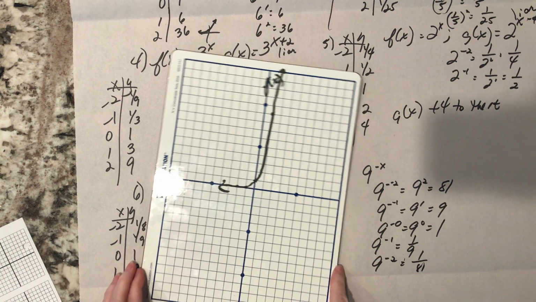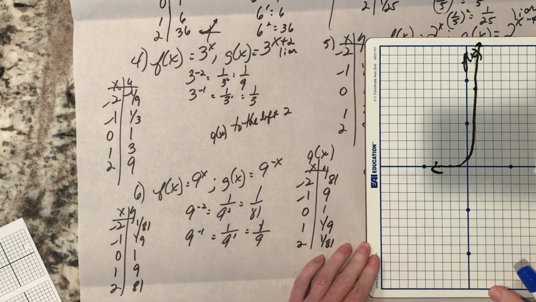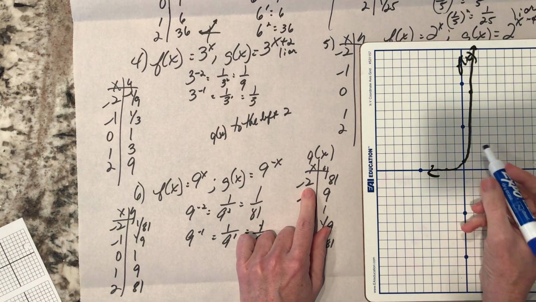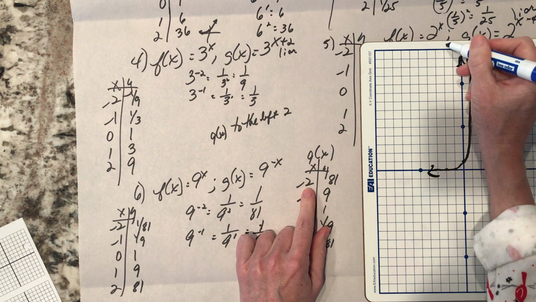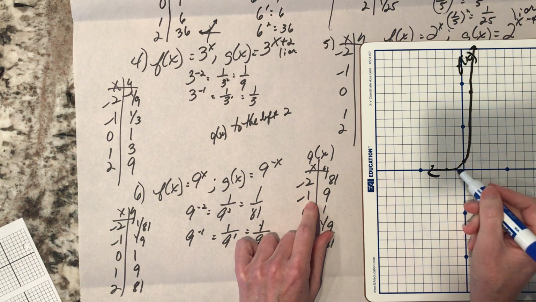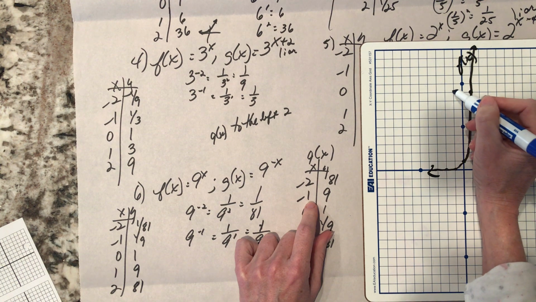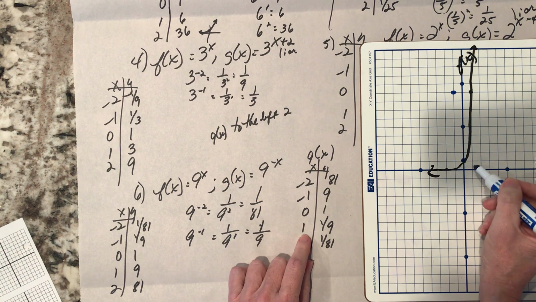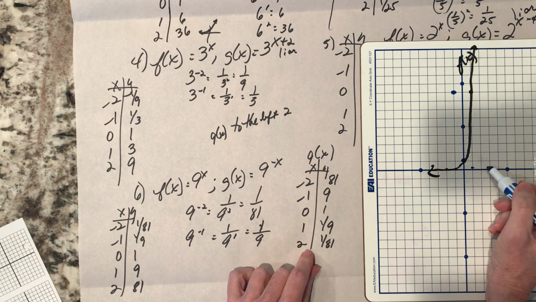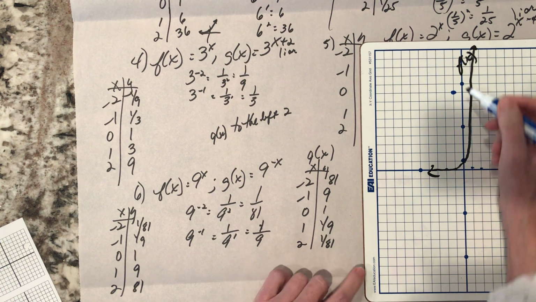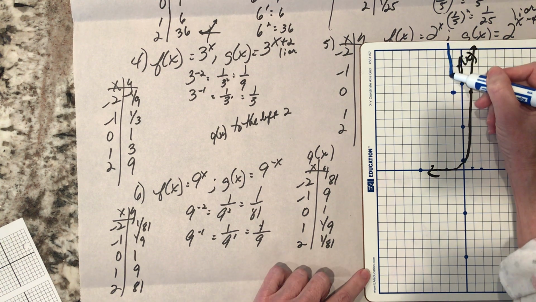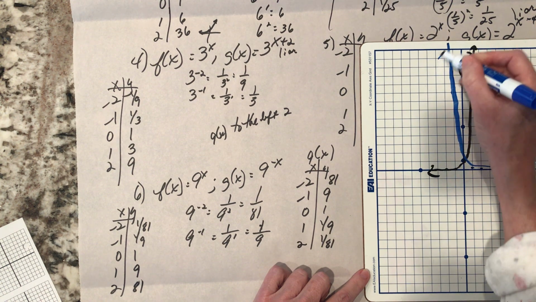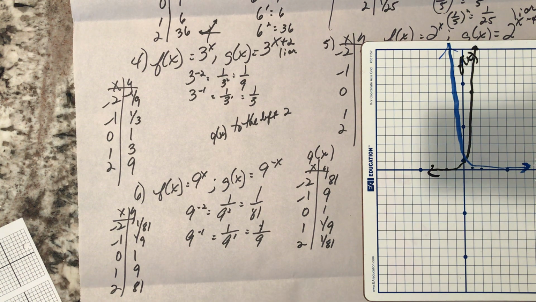So we're going to have, don't want to cover those up. There we go. We've got -2, 81, and way up there somewhere, way up high, -1, 9, 0, 1, 1, 1/9, and 2, 1/81. So screaming from way up high there, like that. So it's the reflection across the y-axis.